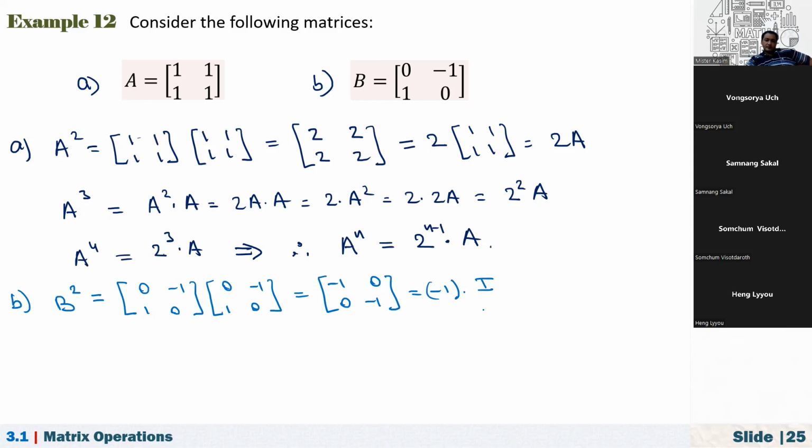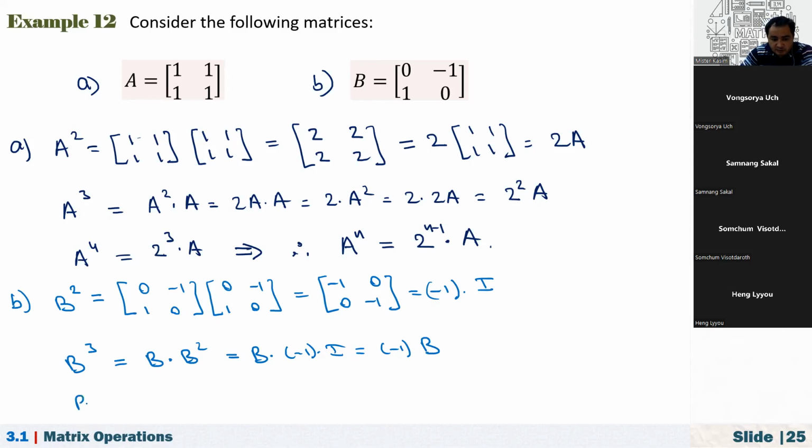So what does it mean? It means that if you find, for example, B cubed, it will be equal to B times B squared, or B squared times B. What is B? B is this given matrix. And how about B squared? That is -1 times I. So I just keep this -1 here. That's equal to -1 times B. So B squared is equal to -1 times I, and B cubed is -1 times B.